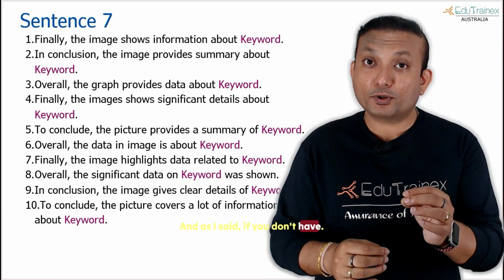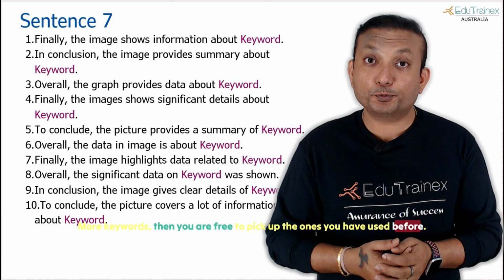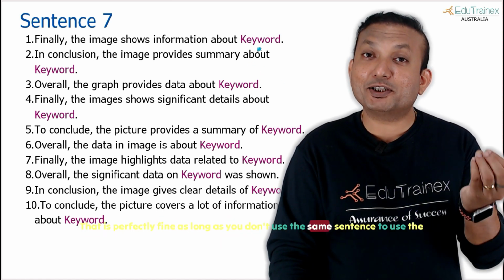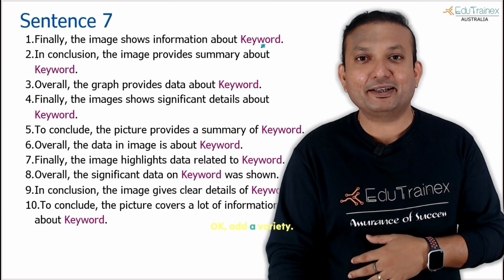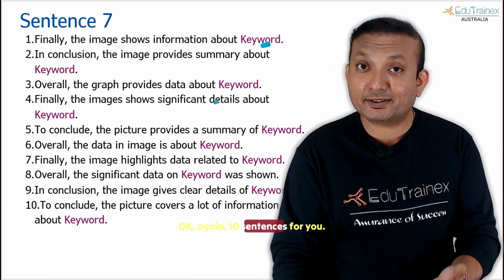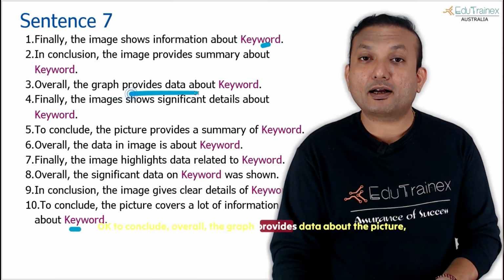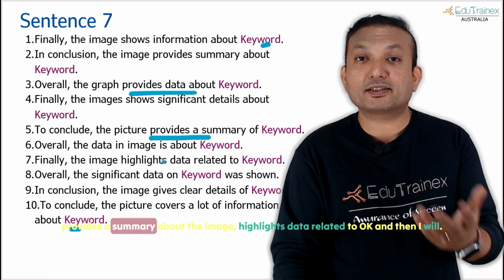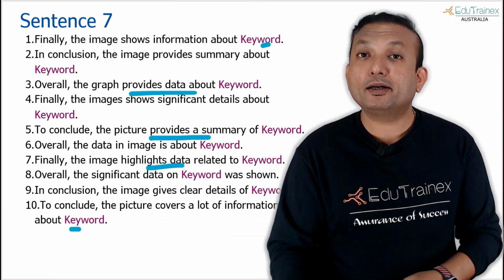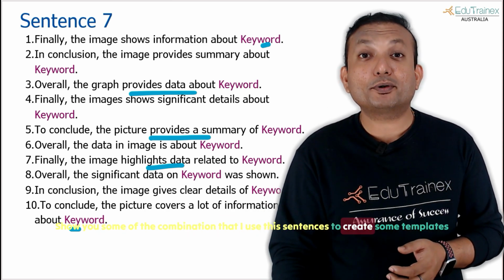And as I said, if you don't have more keywords, then you are free to pick up the ones you have used before. That is also allowed. That is perfectly fine, as long as you don't use the same keyword in the same sentence. Add a variety. That is what we have to do. Again, 10 sentences for you. To conclude, overall, the graph provides data about, the picture provides a summary about, the image highlights data related to.